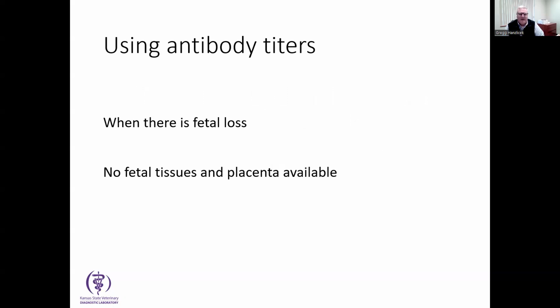this would be a veterinarian preg checks a group of spring calving cows in October or November. The herd starts calving. They notice there's animals that aren't springing, that they don't look like they're going to calve. The veterinarian rechecks those animals, and sure enough, they're open. So again, we know we have fetal loss. We just don't have any tissues to submit to try to figure out what's going on. So that's when we're going to use antibody titers.